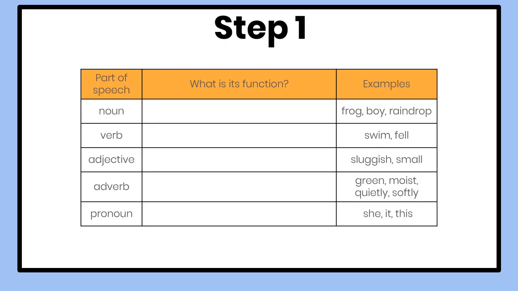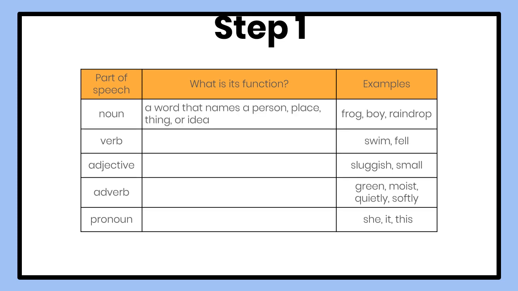Let's take a moment to review our part of speech anchor chart. Do you remember what the function of each part of speech is? Let's start with noun. What is the function of a noun? That is correct. A noun is a word that names a person, place, thing, or idea. For example, frog, boy, raindrop.